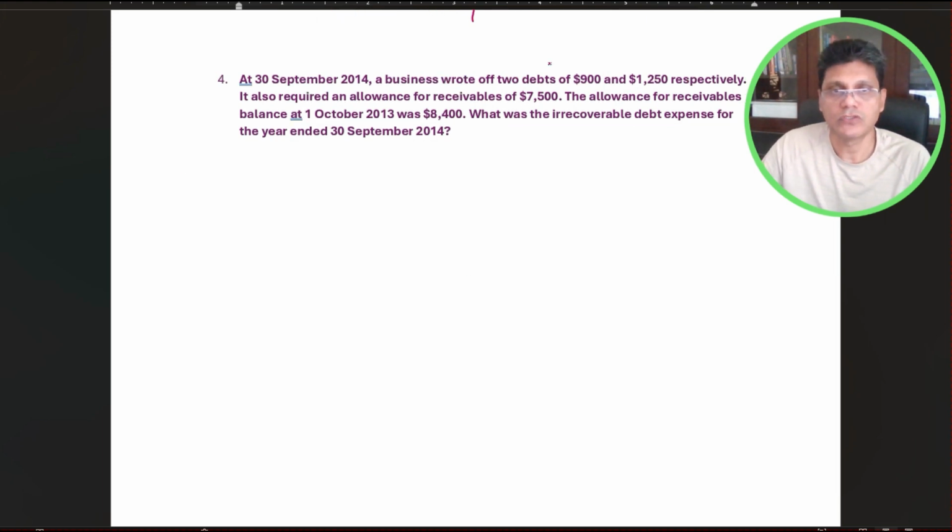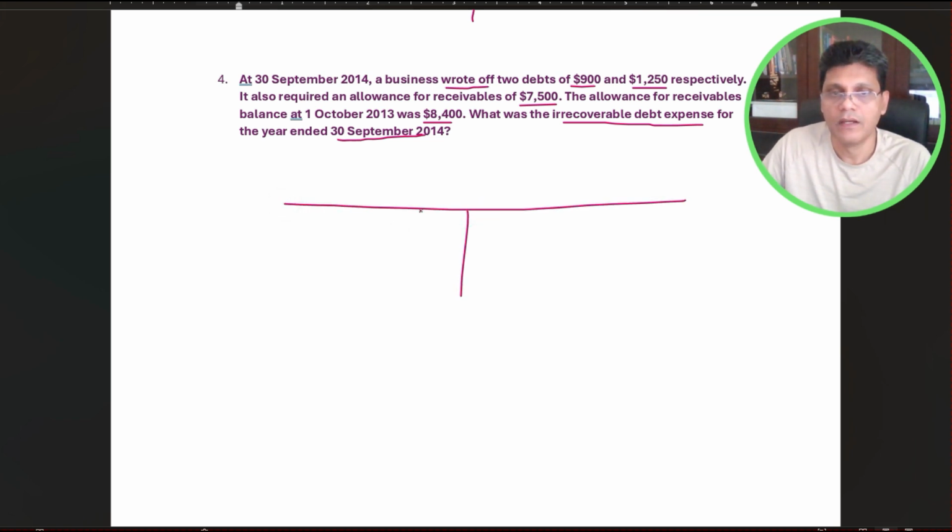At 30th September 2014, the business wrote off two debts, 900 and 1,250 respectively. It also required an allowance for receivable of 7,500. The allowance for receivable balance as at 1st October 2013 was 8,400. What was the irrecoverable debt expense for the year ended 30th September 2014? So let's open up this account, the irrecoverable debt expenses account.